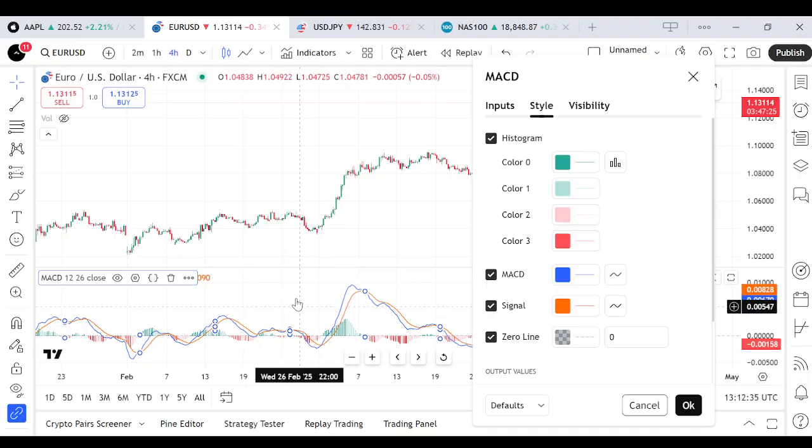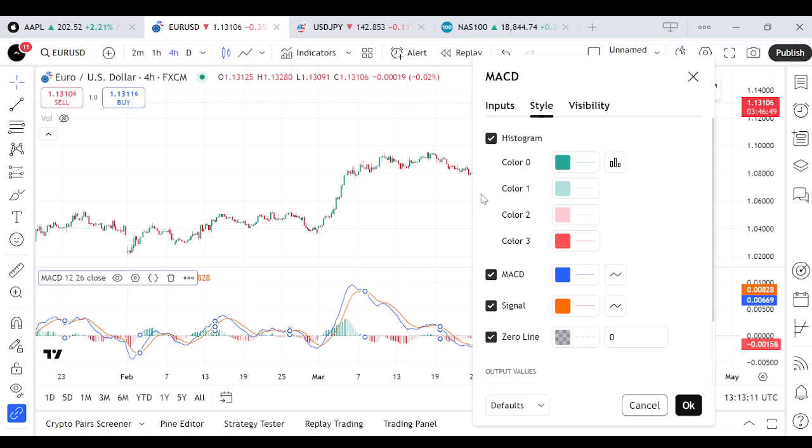Now, this is the MACD indicator here on the chart, and we have the MACD line, which is the blue line. As you can see, the MACD line is the blue line, and this is calculated by subtracting the 26 period exponential moving average from the 12 period EMA. It represents the difference between short-term and long-term momentum. After the MACD line, we have the signal line, which is the orange line. The orange line is a 9-period EMA of the MACD line. It acts as a trigger for buy or sell signals when the MACD line crosses it.